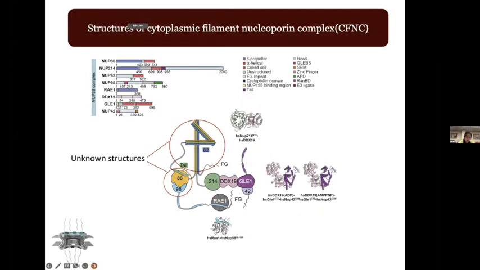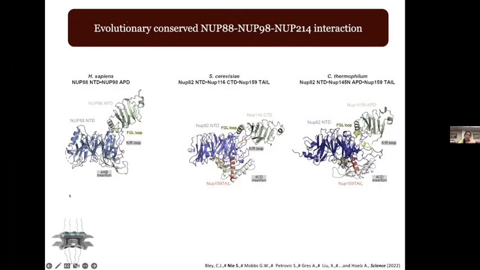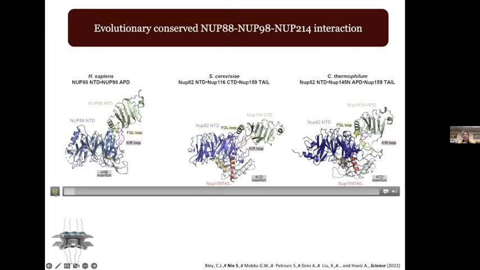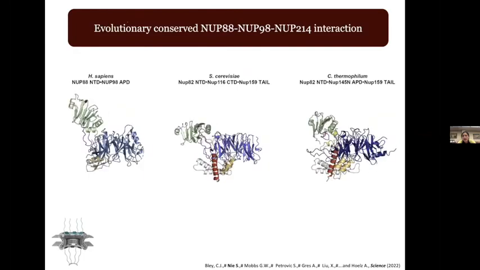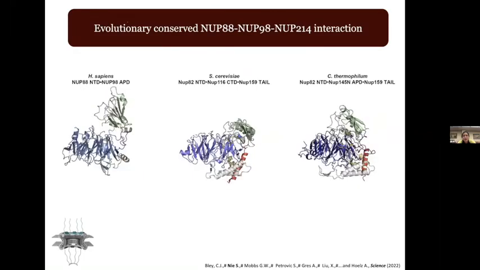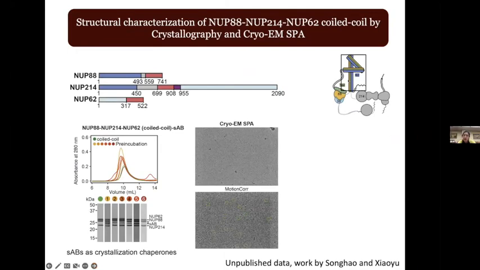We were able to generate crystals for 88 and 98. We were able to get the structures and compare them between different species. We found that 88, 98, and 214 are quite conserved. And with this structure, we have only one left over, which is this coiled coil.